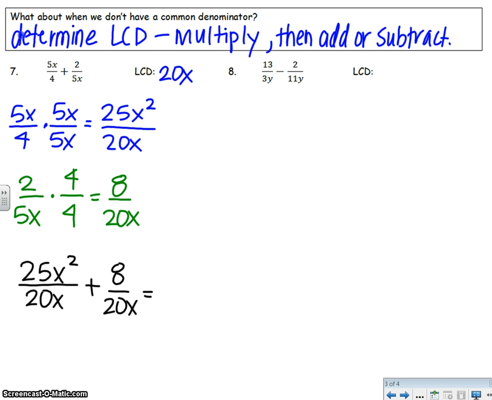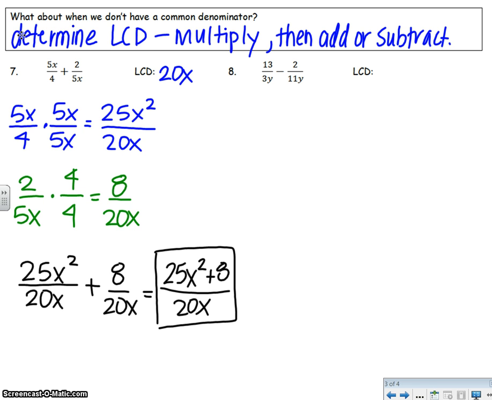And now we can just add our two numerators together. We don't have like terms, so our numerator will be a binomial, 25x squared plus 8 over 20x. We're checking we don't have anything to factor out of the numerator, we don't have a GCF, so that's going to go ahead and be our final answer.